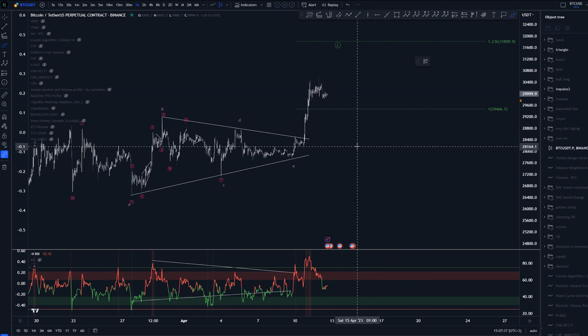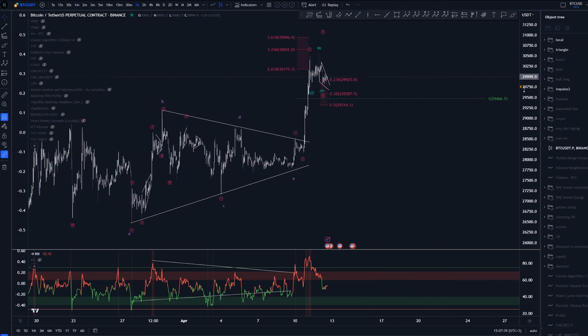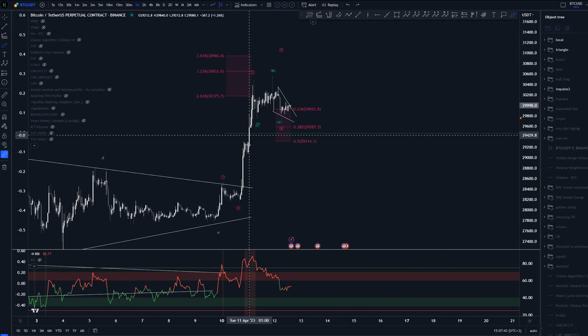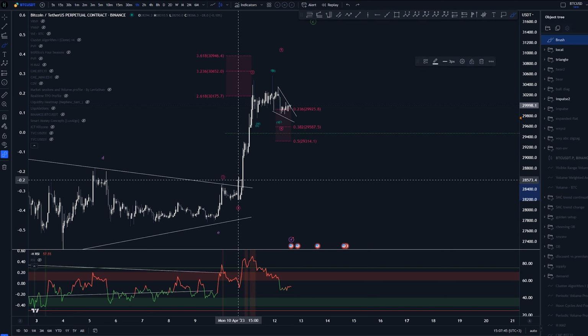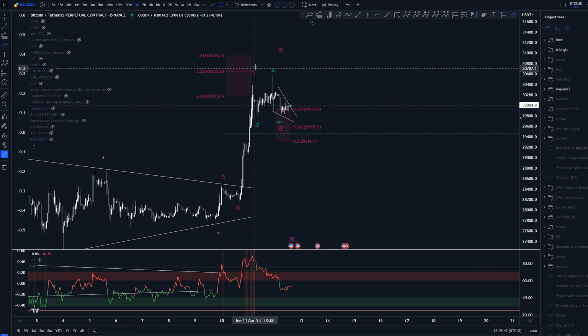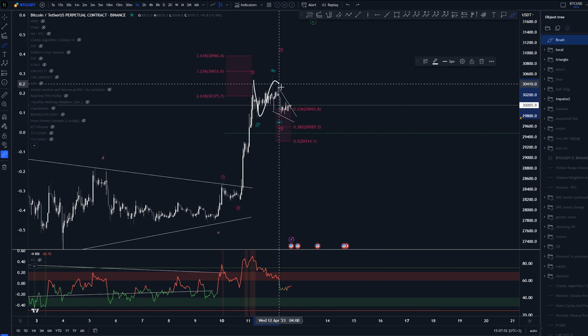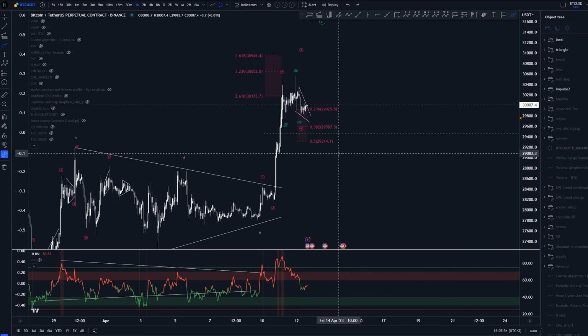The move to the upside was quite impulsive, so this was the count that I was looking at: 1, 2, and then some kind of internal wave structure, potential 1, 2, 3, 4, extended fifth onto the third, getting beyond the 2.618 here, and then some kind of three-wave structure potentially coming down.